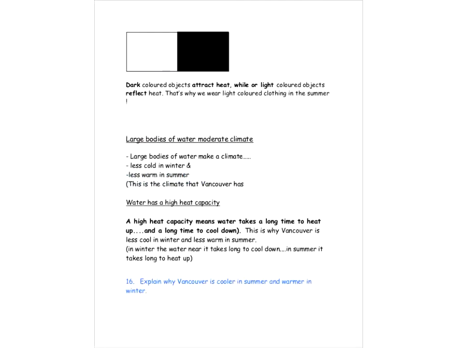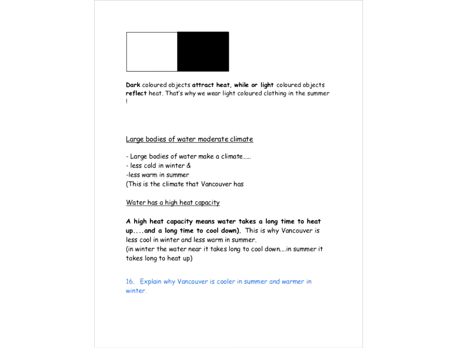All right, so the question here is explain why feathers or other things with space in between them are good at insulating objects. All right, so now we've got a picture. It's got a white rectangle and a black one. And I'm just wanting to point out that dark-colored objects attract heat, while white or light-colored objects reflect heat. And of course, that's why we wear light-colored objects in the summer.